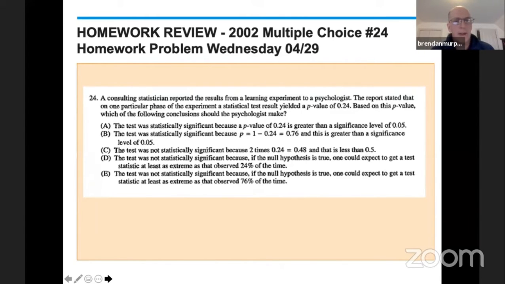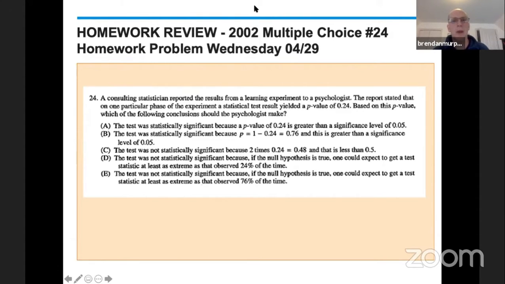So a consulting statistician reported the results from a learning experiment to a psychologist, just setting the stage. The report stated that on one particular phase of the experiment, a statistical test result yielded a p-value of 0.24. Based on this p-value, which of the following conclusions should the psychologist make?